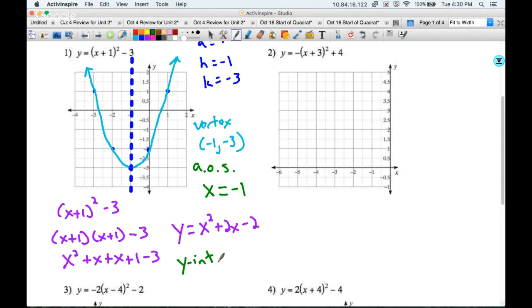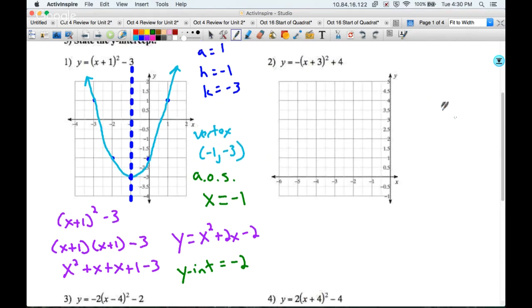Y-intercept is, we'll just say equals -2. All right, on to our next one. Our vertex is right at the h comma k point of -3 comma 4. Let's plot that now.